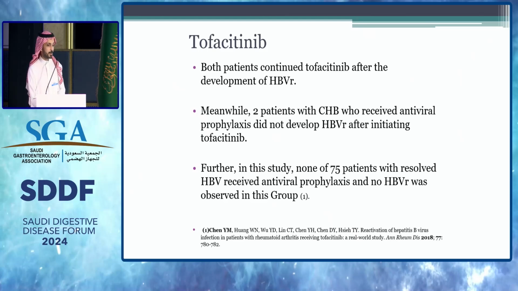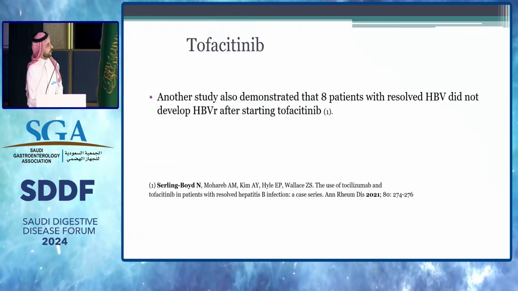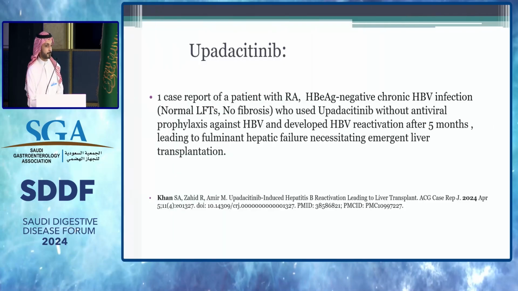Meanwhile, 2 patients with chronic hepatitis B who received antiviral prophylaxis did not develop reactivation after initiating TOFA. So further in the study, none of the 5 patients with resolved HBV received prophylaxis, and there was no reactivation in those groups. And finally, for TOFA, another study demonstrated that 8 patients with resolved HBV did not develop reactivation after starting tofacitinib.